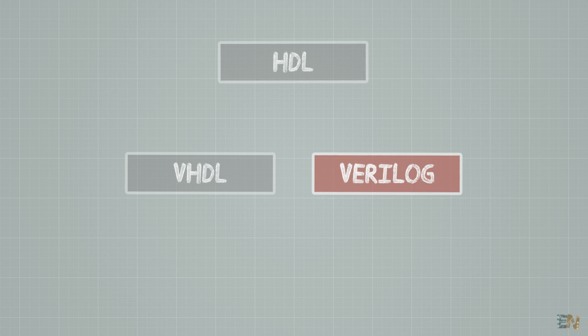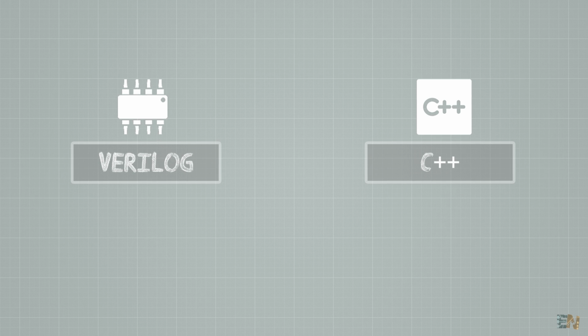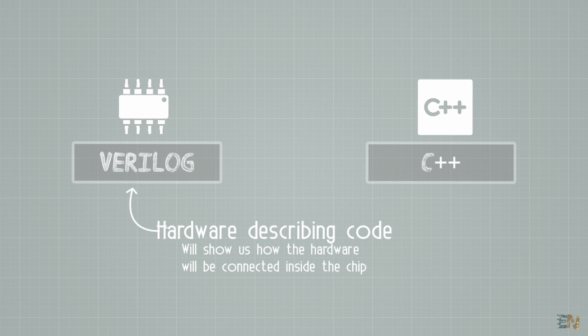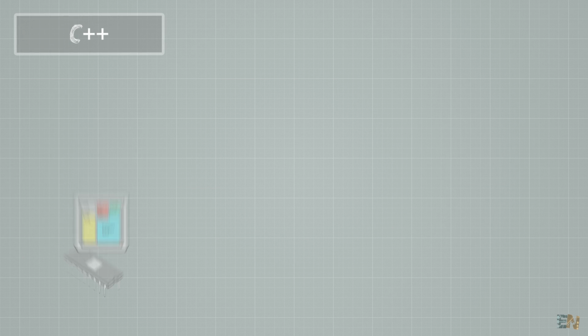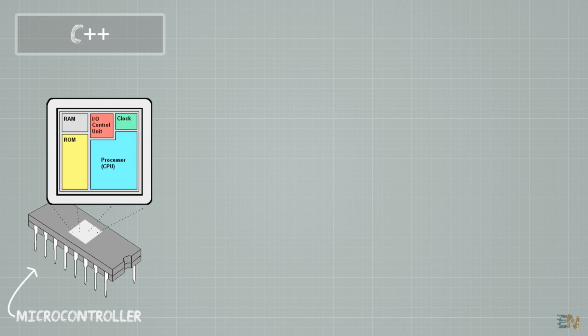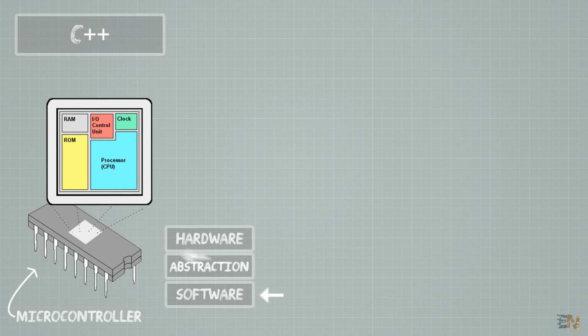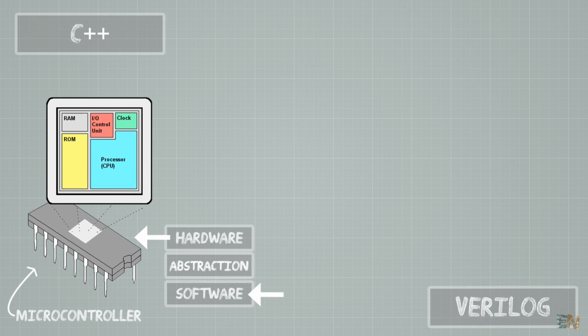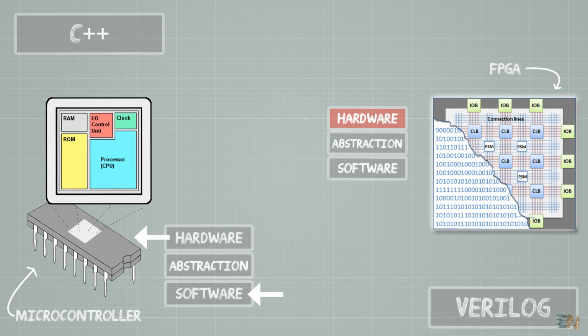To better understand, we first have to make a small comparison between Verilog and a programming language, for example C++. Verilog is not a programming language, but a hardware describing one. So for example, in C++ we already have the hardware inside of the microcontroller and we just tell it what to do. I make a software and that software will control the hardware of the controller. In the case of Verilog, I create the hardware directly.